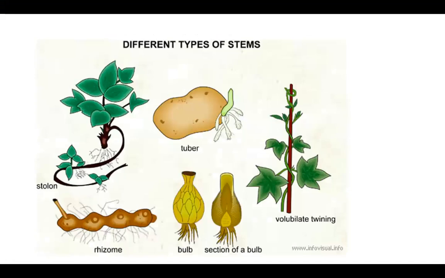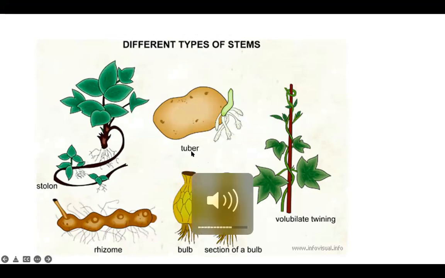So these are actually different types of stems. We are not going to learn about these types, we just learn the examples only. These types are rhizome, tuber, stolon, bulb, and voluble. These are the categories, but in grade 8, you are not going to learn about them here. But just tell me, which is having a tuber stem?